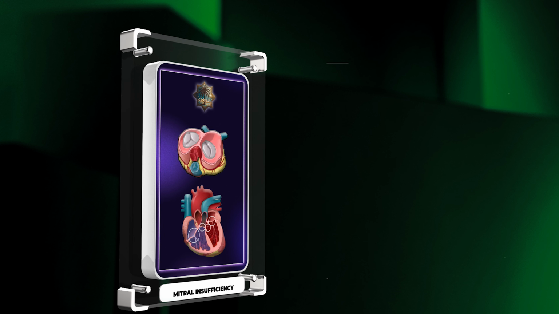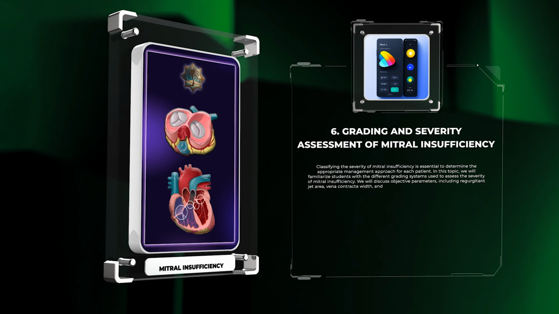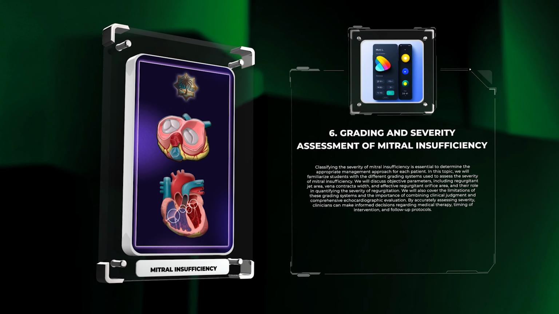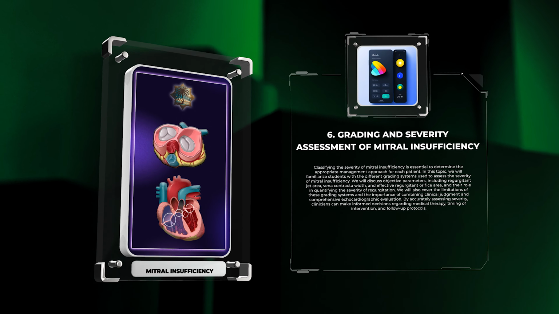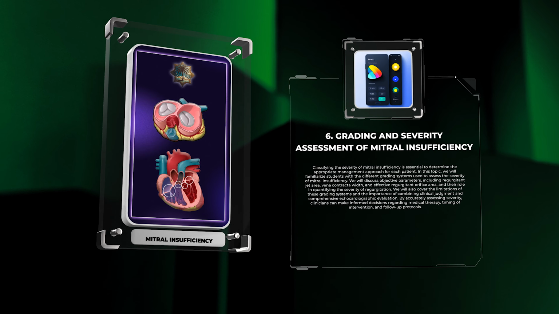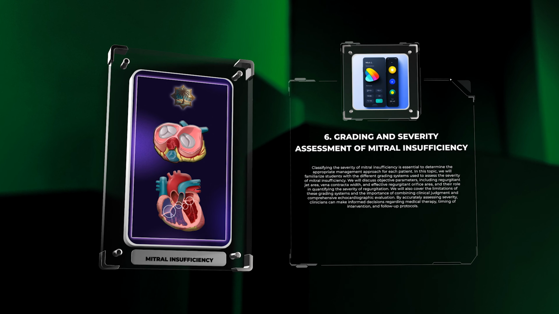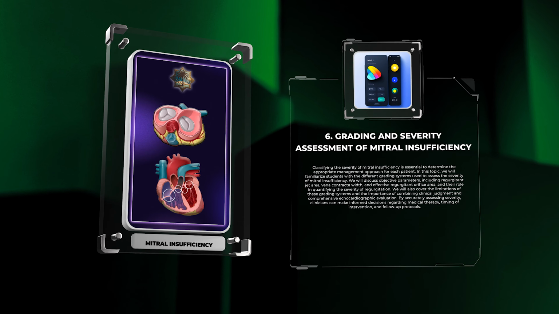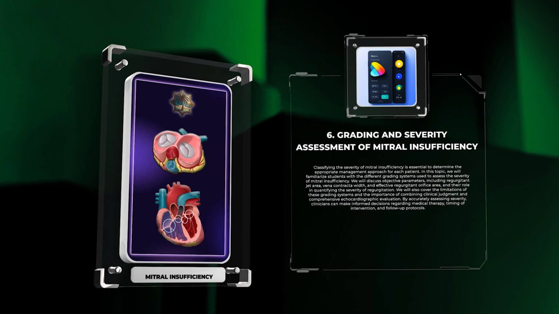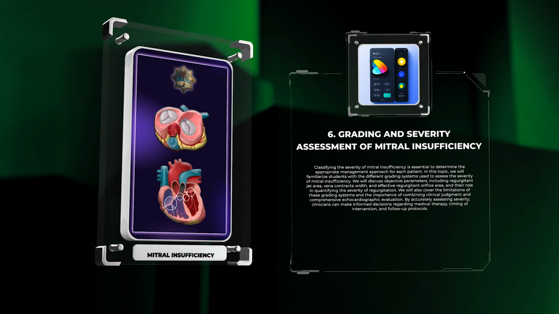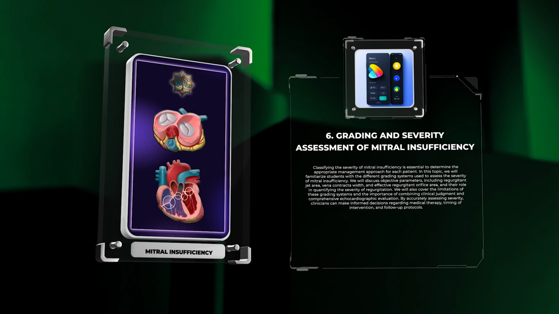Classifying the severity of mitral insufficiency is essential to determine the appropriate management approach for each patient. In this topic, we will familiarize students with the different grading systems used to assess the severity of mitral insufficiency. We will discuss objective parameters, including regurgitant jet area, vena contracta width, and effective regurgitant orifice area, and their role in quantifying the severity of regurgitation.